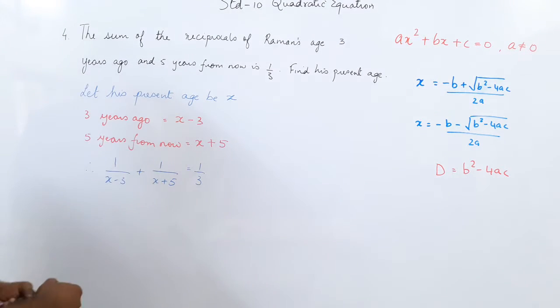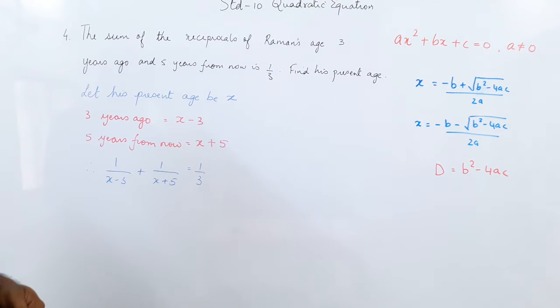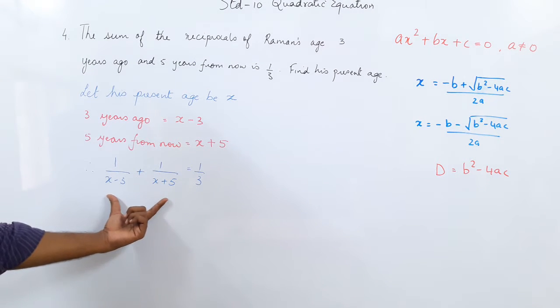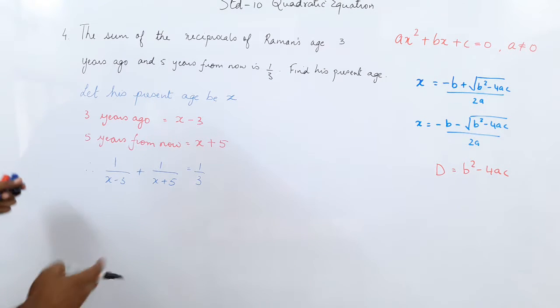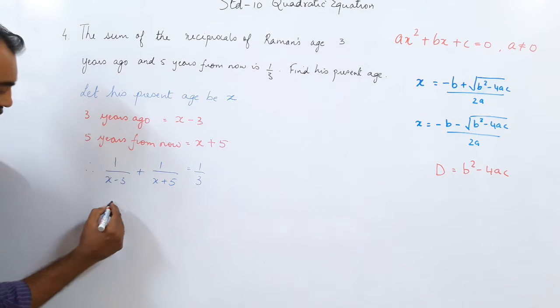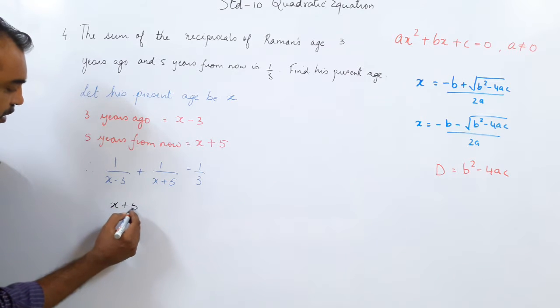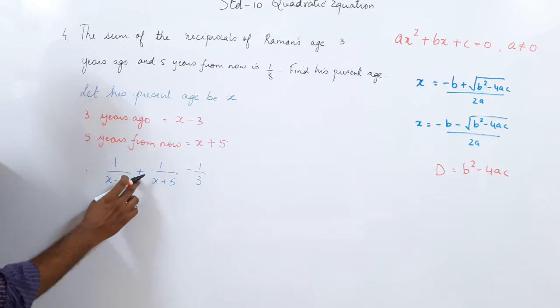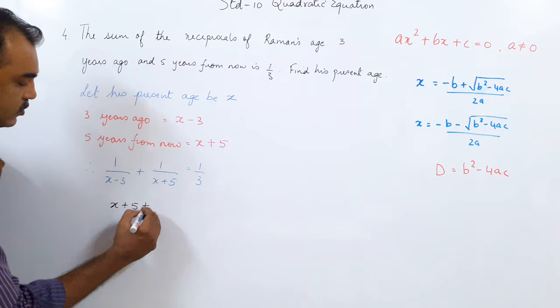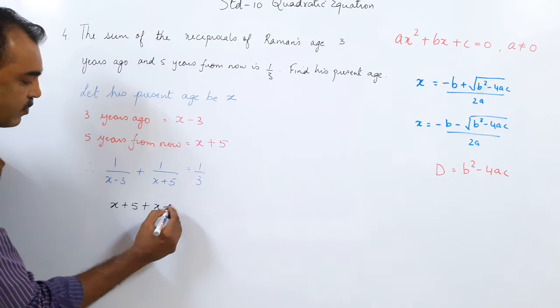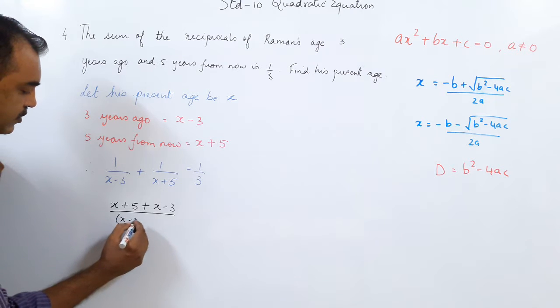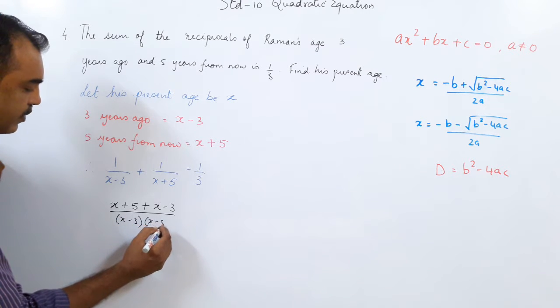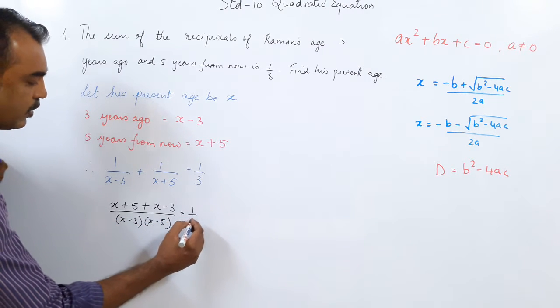This is the method, or you can check the 9th standard chapter on quadratic polynomials, finding the LCM and simplifying this. The LCM we basically do, we multiply this here by x + 5. Since there is a plus sign in between, the signs will not change. So I'll write plus (x - 3) upon (x - 3)(x + 5) equal to 1/3.